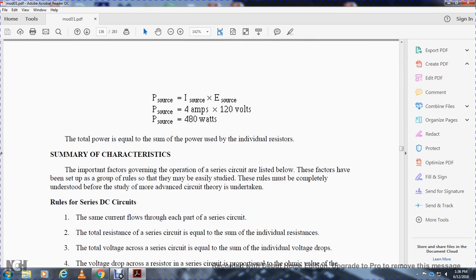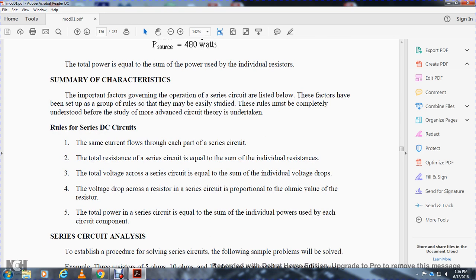Summary of characteristics. Important facts governing the operation theory for the circuit are listed below. The facts will be set as a group of rules so that they can be easily learned. The rules should be understood completely before more advanced circuits are undertaken.